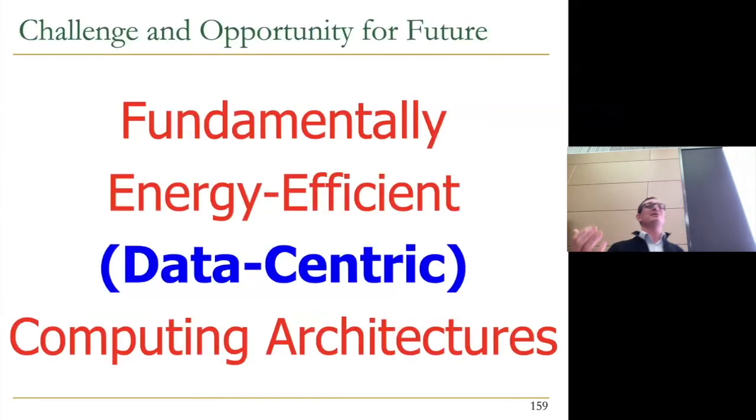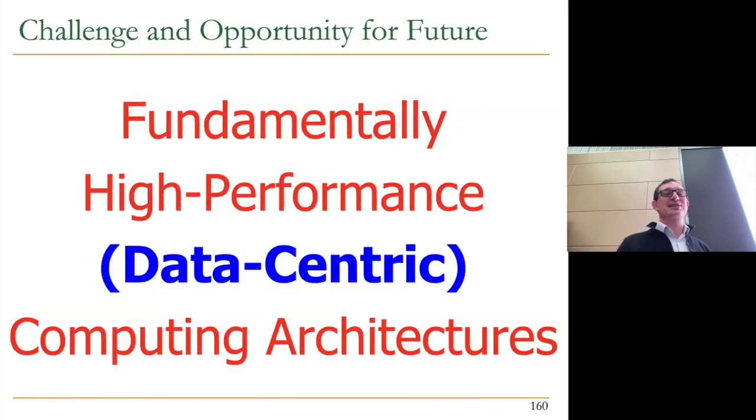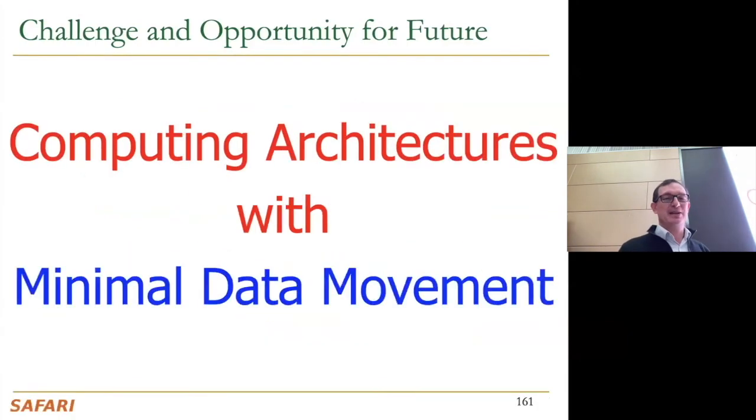So I think going forward, we want fundamentally energy efficient architectures that requires us to be much more data centric. We also want fundamentally high performance architectures, and that also requires us to be data centric. In fact, I think if you change this high performance to robust, secure, sustainable, all of them require us to be data centric. And this requires us to rethink our architecture so that we can minimize data movement.